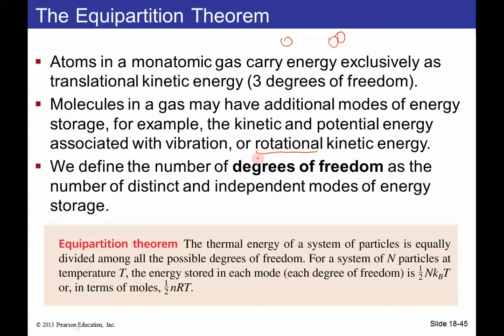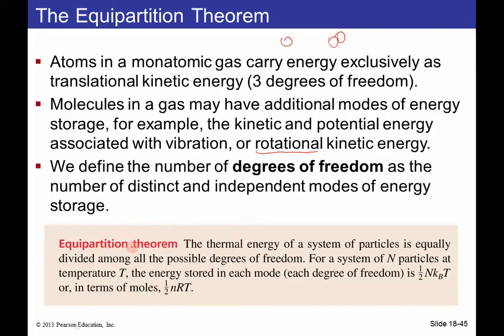So degrees of freedom are just the number of distinct and independent modes of energy storage. The thermal energy of a system of particles is divided among all the possible degrees of freedom. For a system of N particles at temperature T, the energy stored in each mode is 1/2 kT, 1/2 N kT, or 1/2 nRT. And this is called the equipartition theorem.